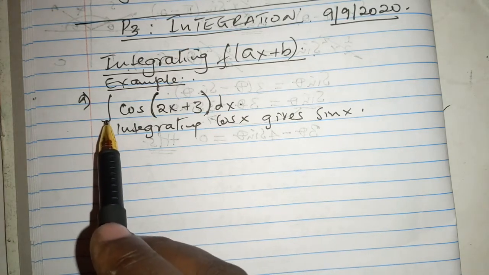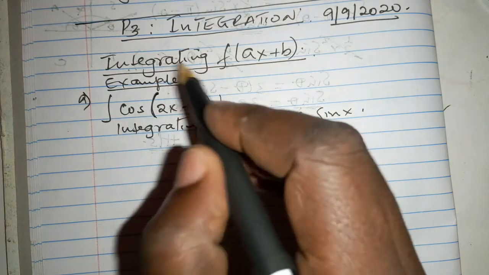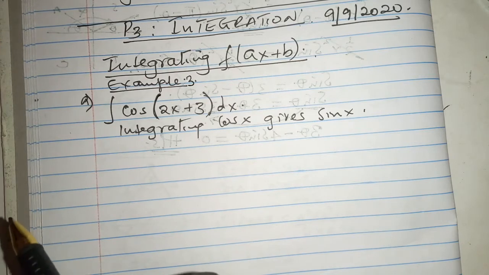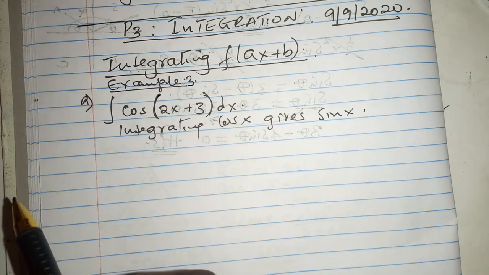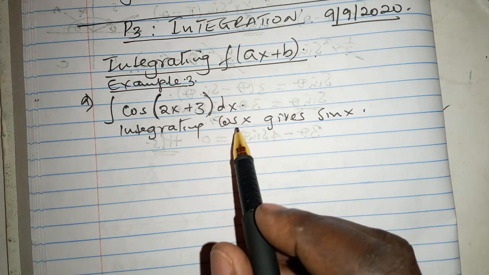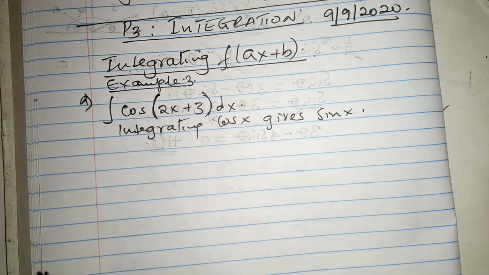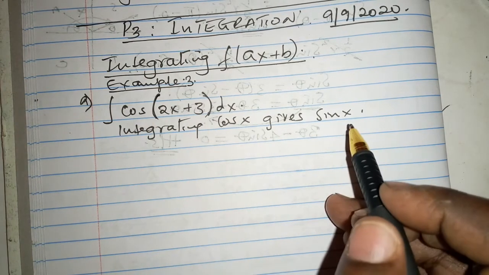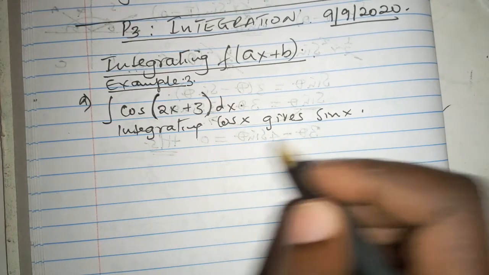I want us to introduce example 3, part A. You're supposed to integrate the cosine of bracket 2x plus 3 with respect to x. We know very well that integrating the cosine of x gives sine of x, so we are going to get a sine, and I hope we know what to do.